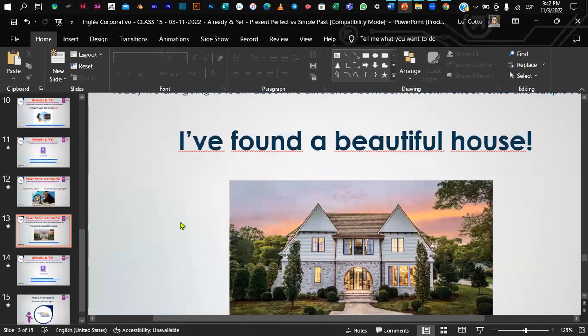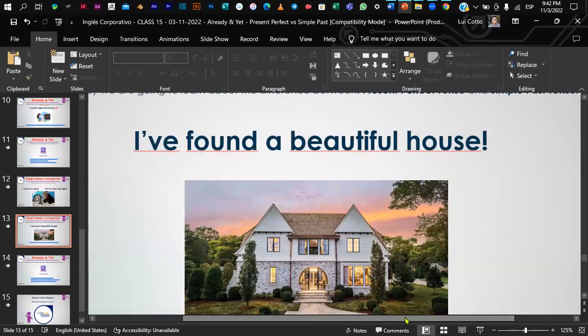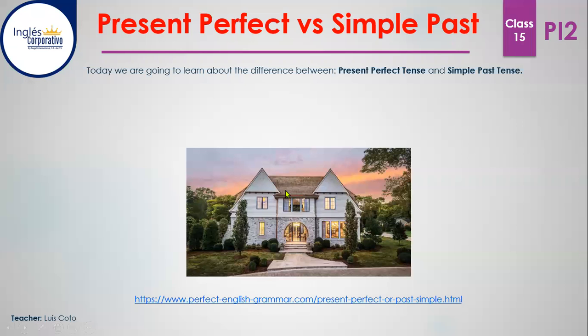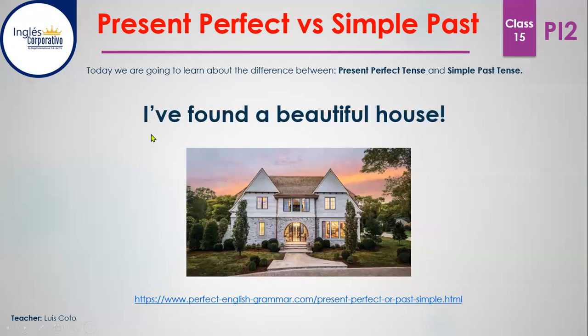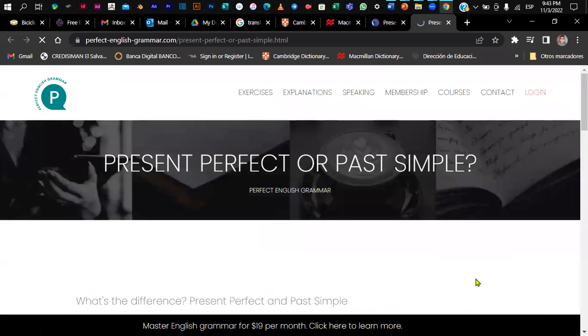I found a beautiful house. Present perfect. Present perfect too. I've found is found. A beautiful house. Found. Okay. Found, regular or irregular verb? Irregular. Okay. And the simple present of found is? Find, correct. It's fine. All right.